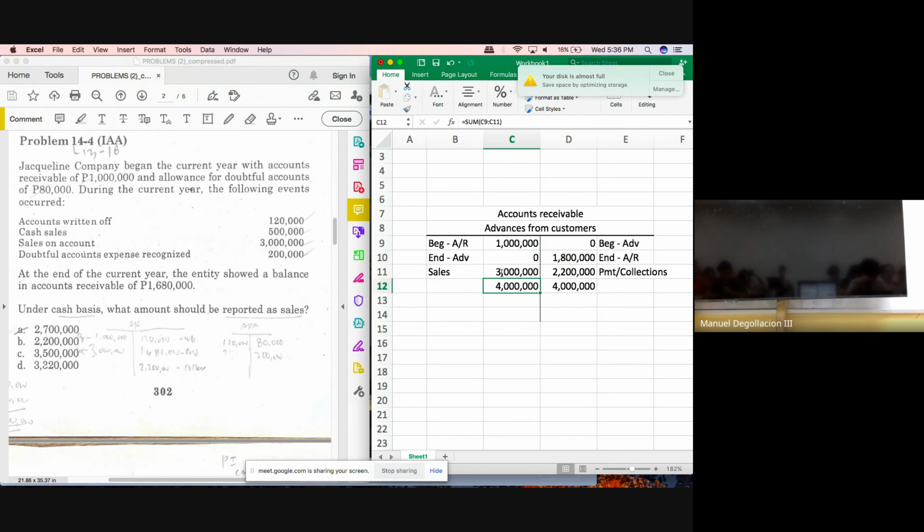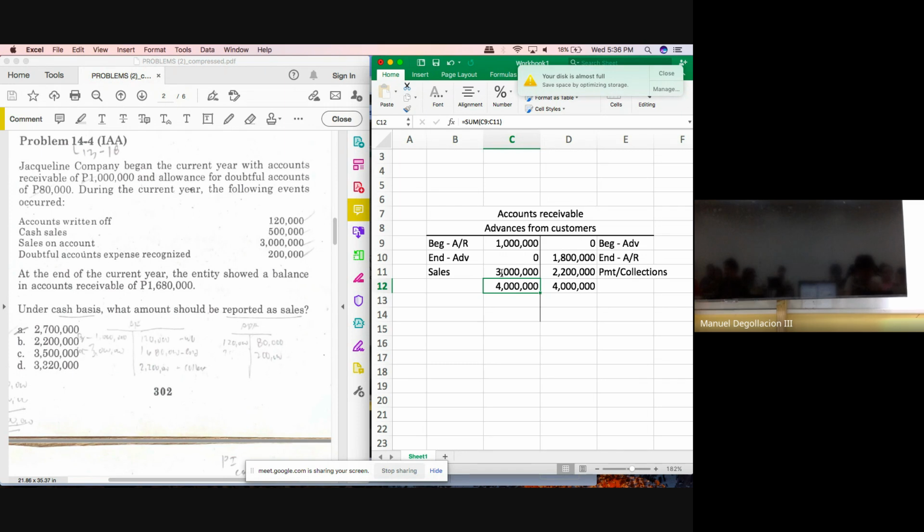Let's complete this T account, class. Sales was 3 million, excluding cash sales. And then beginning AR was 1 million. And then ending AR was 1,680,000. If you prepare another line for your write-offs, you will have 120. Okay, that's why I told you your ending AR before the write-off is 1,800,000. Now, advances are not involved.